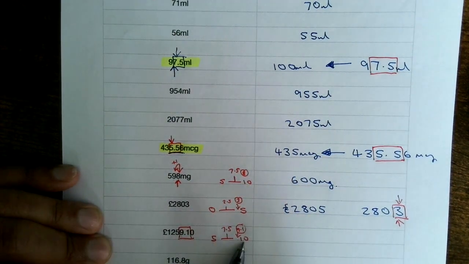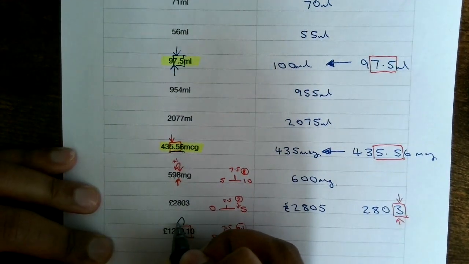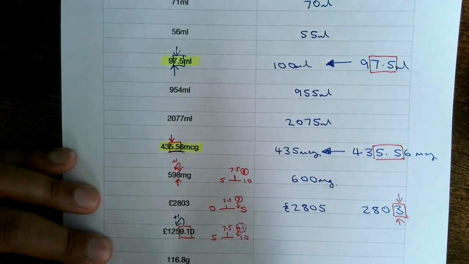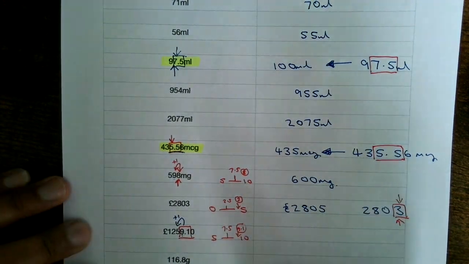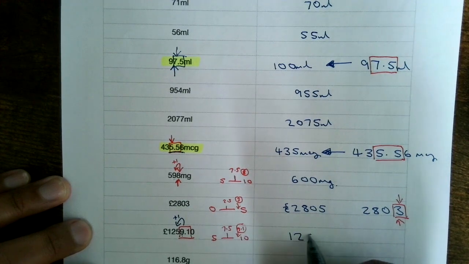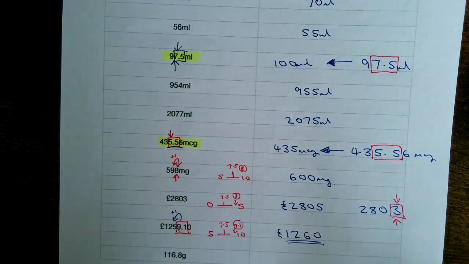So we're going to round it up to the nearest 10. And how do we do that? Well, we add 1 to the tens number, over here, to the 9. And if we add 1 to the 9, it goes on to the next number. So that will give us an answer of £1,260, rounded to the nearest 5. Let's have a look at the last one.